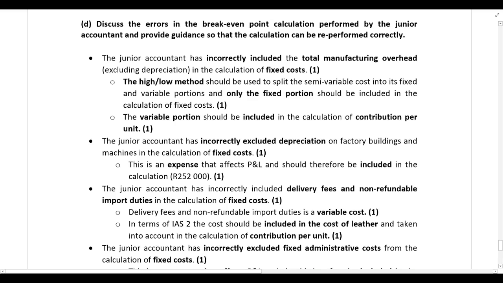So first we said he incorrectly included the total manufacturing overhead, excluding depreciation, in the calculation of fixed costs. So that's what he did incorrectly. How should it be corrected? The high-low method should be used to split the semi-variable cost into its fixed and variable portions, and only the fixed portion should be included in the calculation of fixed costs. The variable portion should be included in the calculation of contribution per unit. Then we also said he's incorrectly excluded depreciation on the factory buildings and machines in the calculation of fixed costs. This is an expense that affects profit and loss and should therefore be included in the calculation of fixed costs.